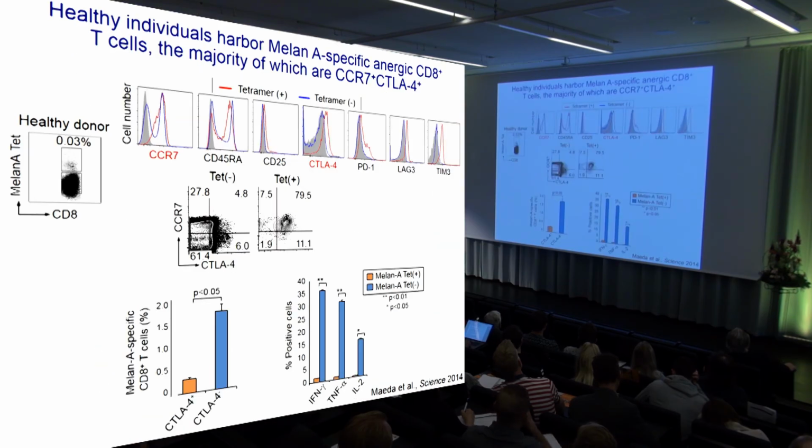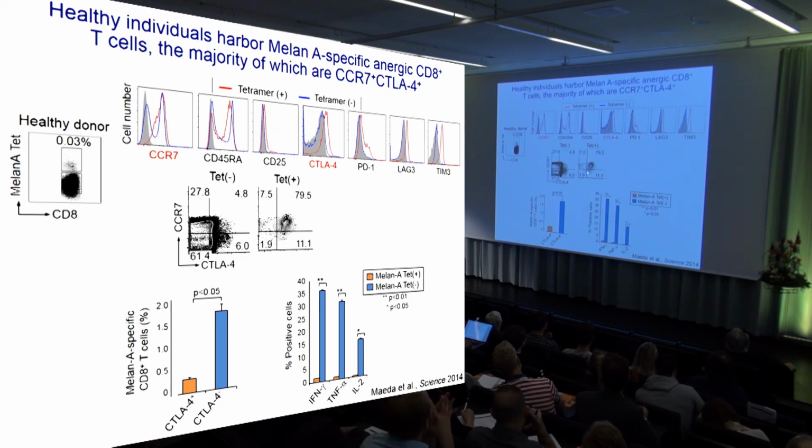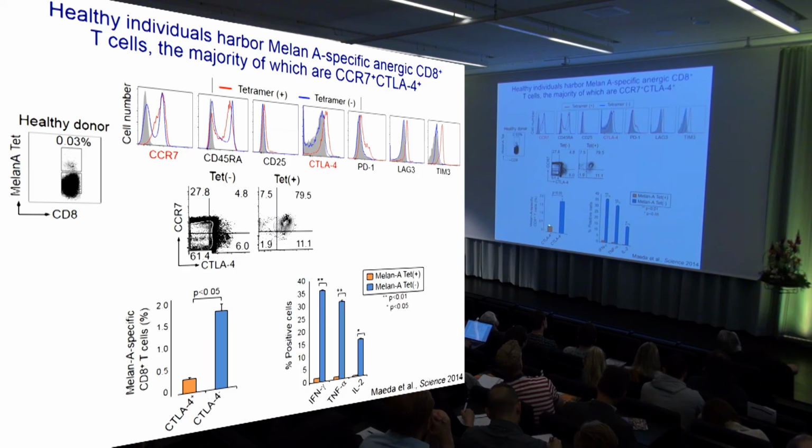And importantly, these in healthy donors are in an anergic state. Staining for CCR7, CTLA4, the majority of them are CTLA4 positive, and some of them are CTLA4 negative. And the CTLA4 positive ones don't proliferate, but the negative ones can proliferate. The positive ones don't produce cytokine, but the negative ones can produce.